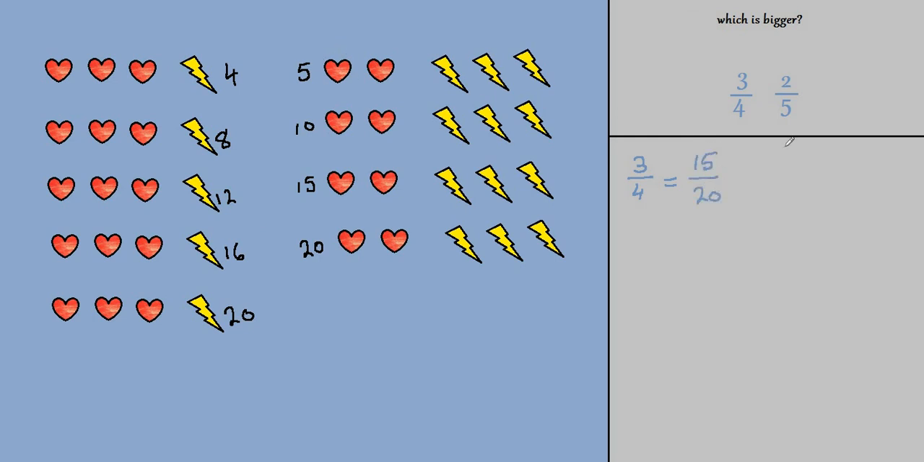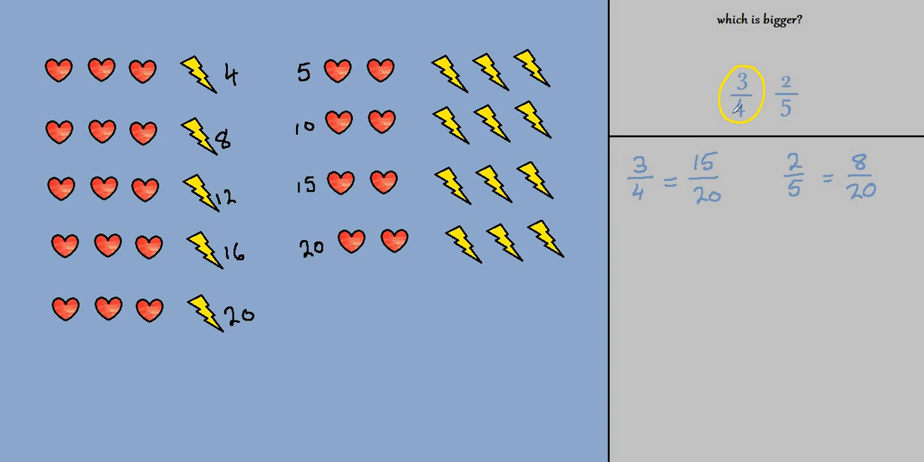Here I started with 2/5 and ended up with 8 out of 20 shapes altogether. Now it's quite easy to see directly that this is clearly the bigger of the two fractions, and you can see in the diagram this has a lot more hearts than this set over here, which means 3/4 must be the biggest fraction. But how could we have worked that out without using all this diagram?